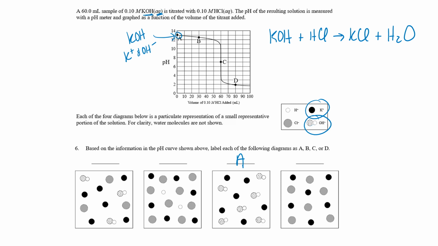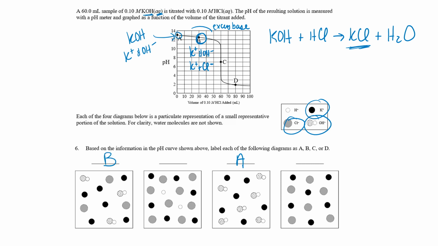I'll do this one next. So at this point B, I still have some potassium and hydroxide floating around because I still have excess base at this point in the reaction. But I've started adding some acid, so I'm starting to make some of this product. So I'm going to have also some chloride ions floating around in there as well. And so that's going to look like this. I have potassium and hydroxide still, but now I'll have some chloride ions as well. So I'm looking for a visual that matches that. That looks like this one right here, this first one.